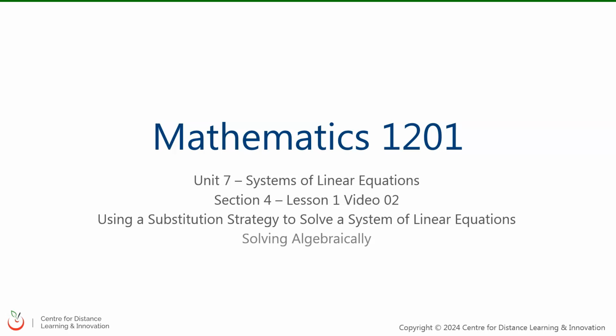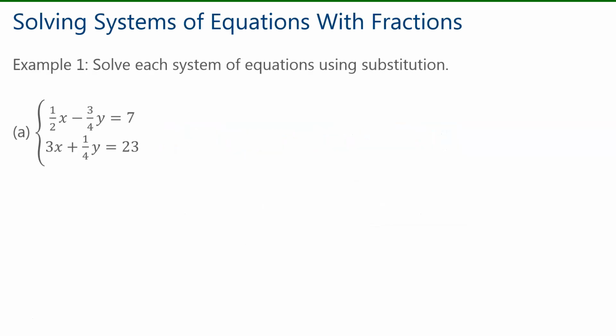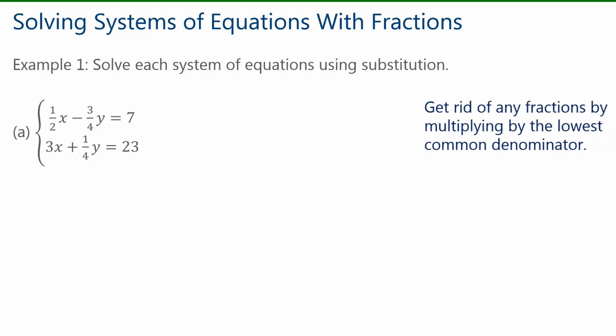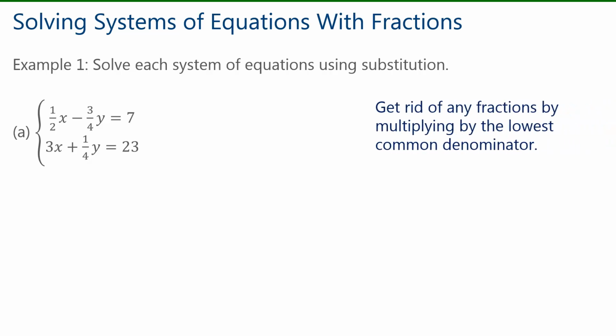Here we're going to continue to use a substitution strategy to solve a system of linear equations. Now in this video, we're going to look at a couple of examples that involve fractions, and one way that we can work around them. So we can do that by getting rid of the fractions by multiplying by the lowest common denominator.